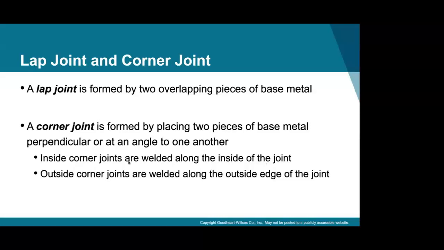Inside corner joints are welded along the inside of the joint, and obviously outside corner joints are welded along the outside edge. The outside corner joint is an easy weld to make. Anything that has a 90-degree angle to it, usually you have an outside corner joint. Very, very easy to weld, and it's also a pretty weld too.